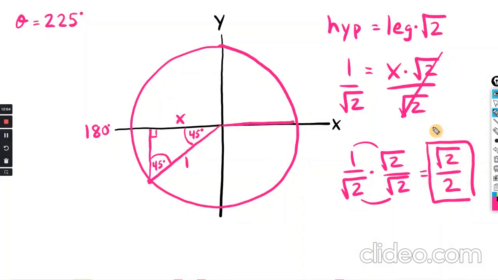So that equals x. And on the other leg, across from the other 45, this right here, we can just call that y. Okay, now, across from 45 and across from 45, you're going to get the same thing. So the y coordinate, you don't have to do the formula again. The y value is also going to be radical 2 over 2.